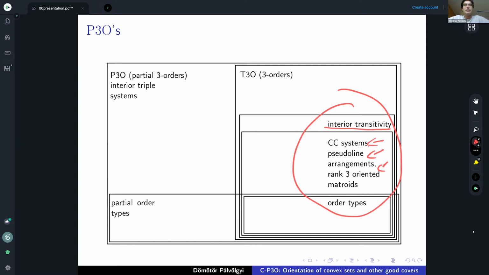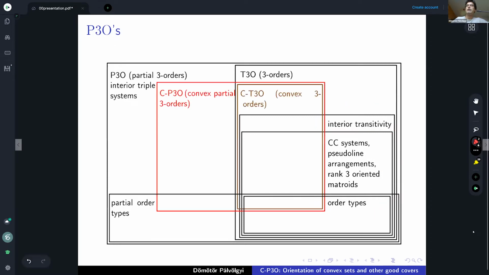But today, we will look at a very different subset of T3Os and P3Os, which are derived from convex sets on the plane. So now I will give you an orientation for convex sets in the plane. So for any triple, we will define an orientation and they give rise to this new subclass. Okay, any questions so far?